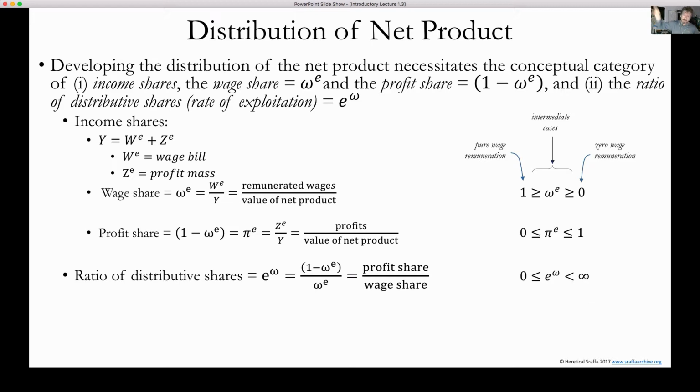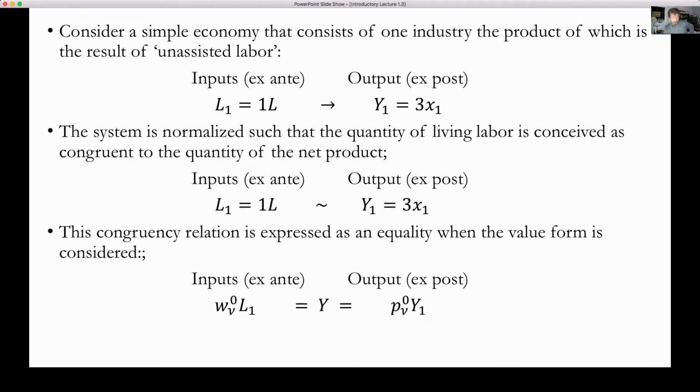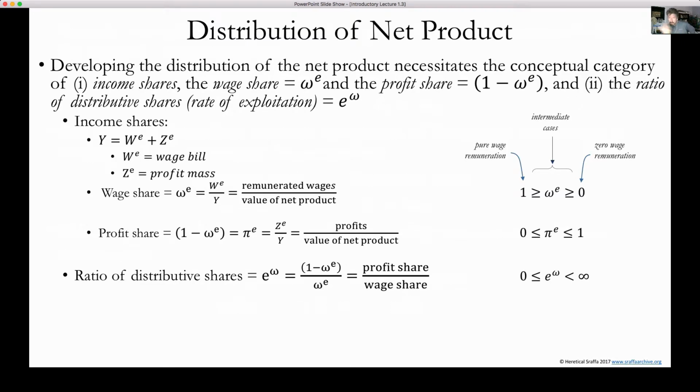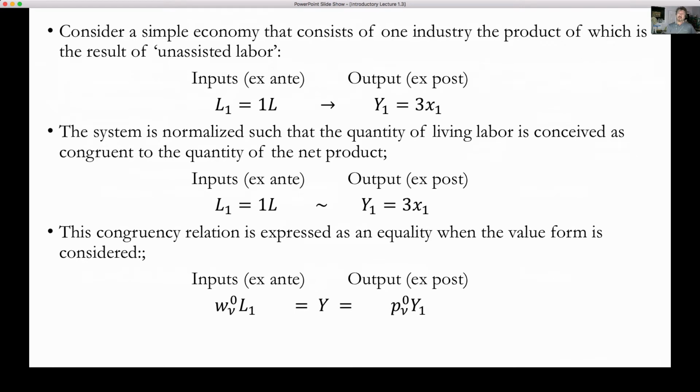So the rate of exploitation is infinite. Okay. Now, of course, the intermediate case is going to have values of the ratio of distributive shares between them. So here we're going to be looking at our economy.